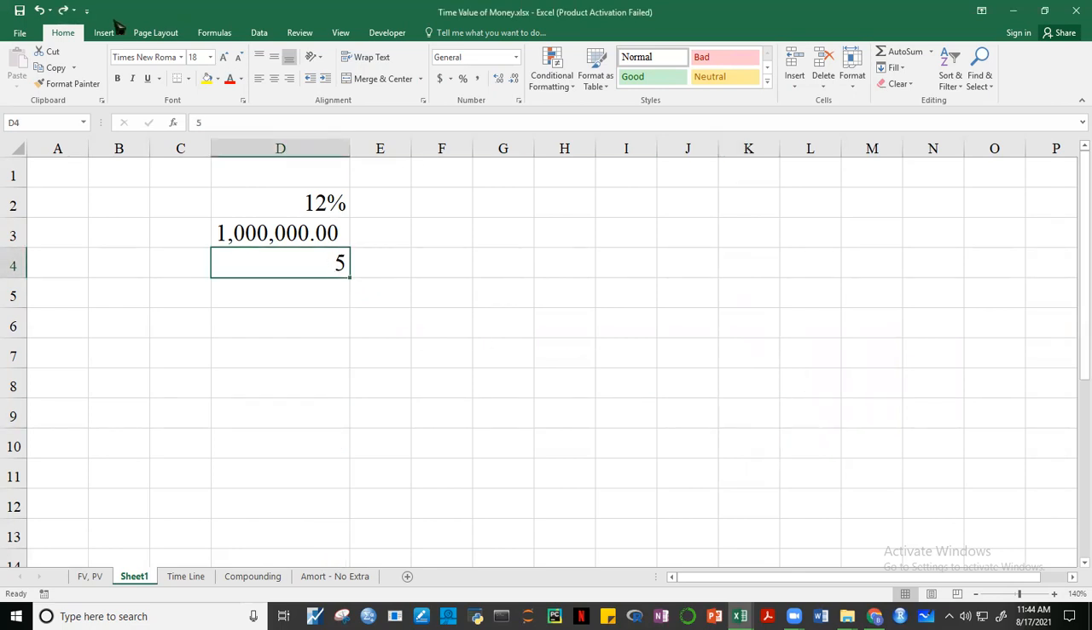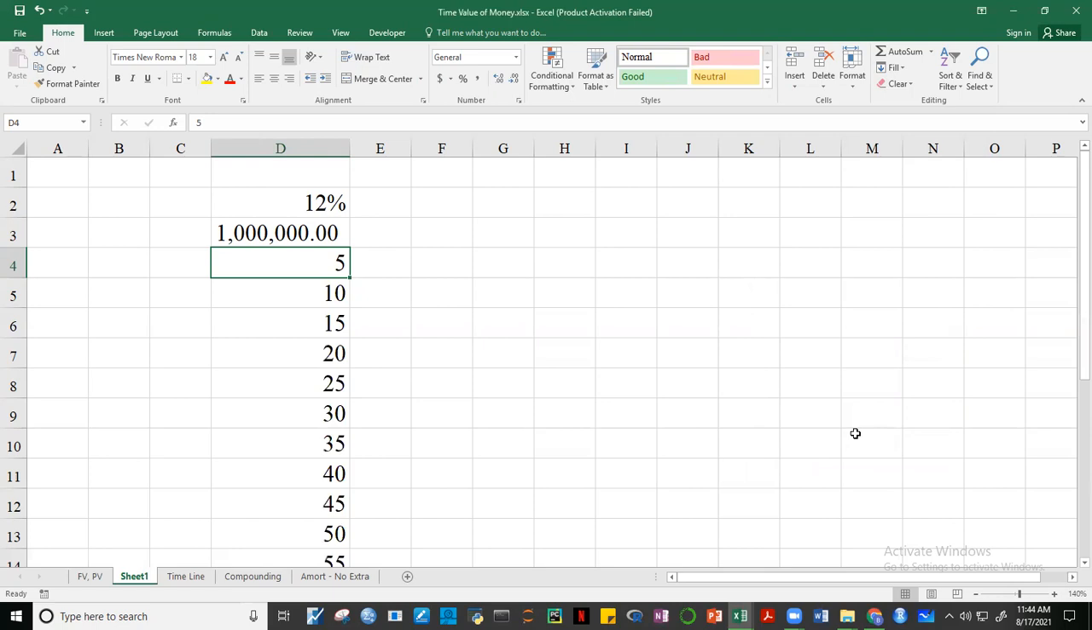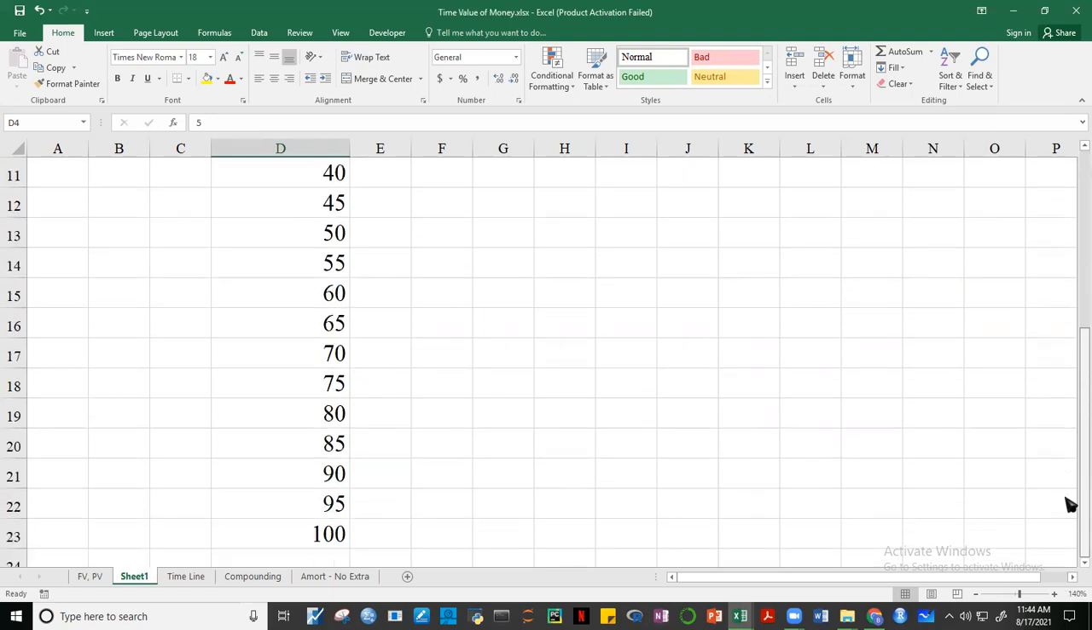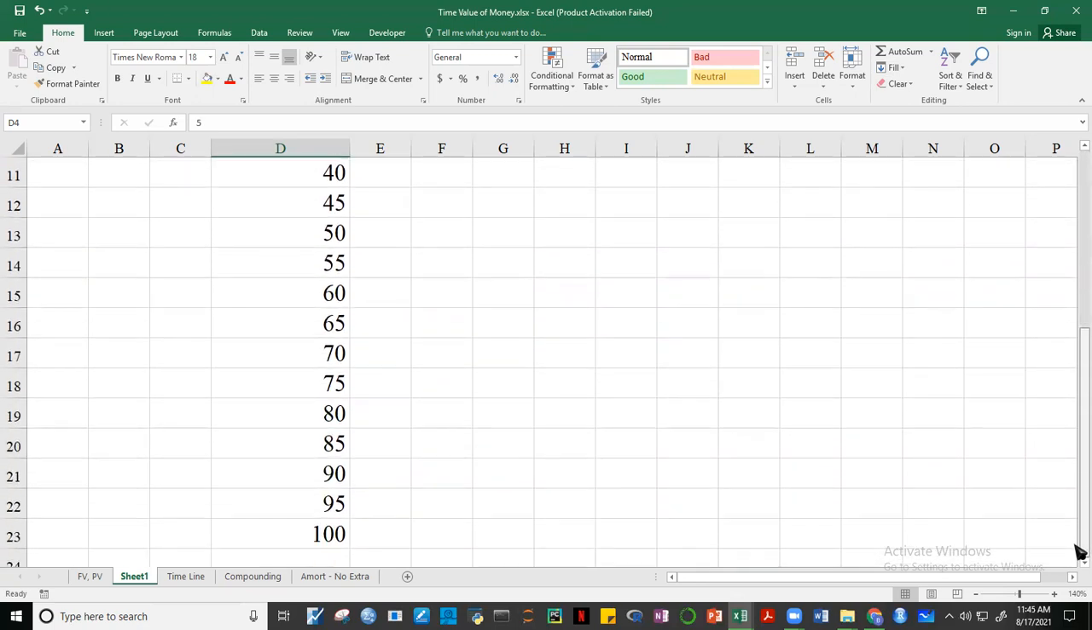Okay. So, let me repeat this. Home, Fill, Series, columns, step value 5, and up to 100 lang. Okay. So, there. Pag maliit lang naman, pwede naman yung kanina. Either yung formula or pwede yung first two and then copy down na lang. Okay? Alright, so yan na, no?